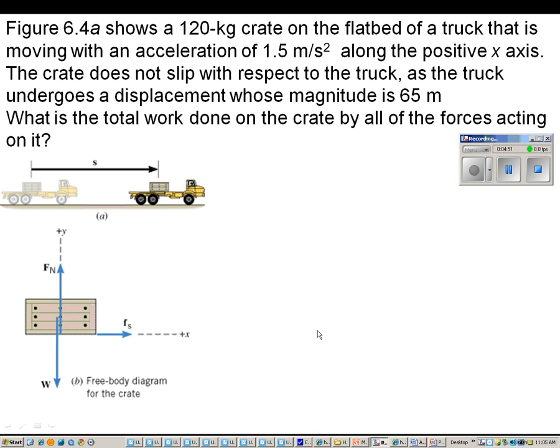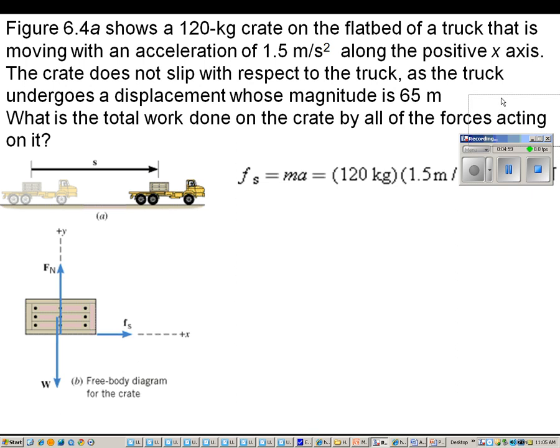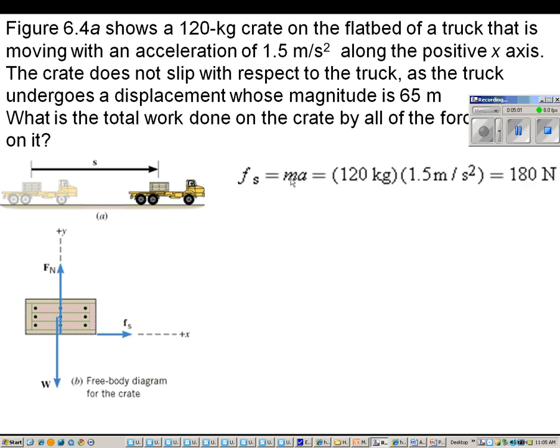So we're going to go ahead and solve this by using work equals force times distance. To find that force, though, we have to do mass times acceleration. The force of friction is mass times acceleration. We're not using a mu. We're just treating this as a regular force. 120 kilograms times 1.5 meters per second squared is 180 newtons.